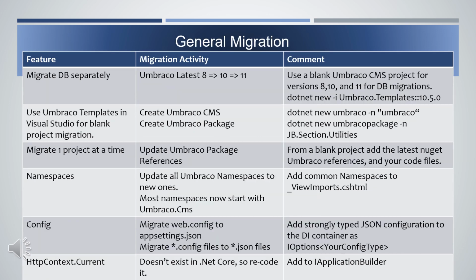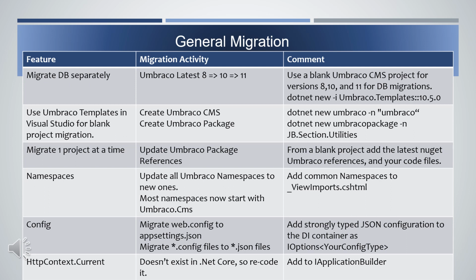The general migration approach has been to migrate the database first, then use Umbraco templates to create empty projects where the .NET Framework code is copied into. A global change to namespaces in all projects is required. Config files are migrated to JSON files and mapped to strongly typed IOptions types that can be injected into the dependency injector container and accessed throughout the app.